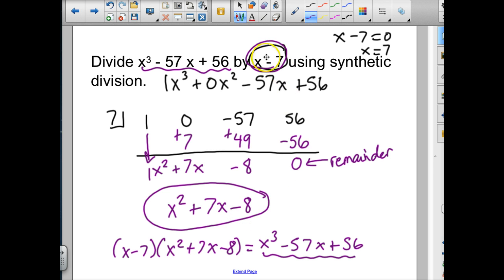Remember, we can only use synthetic division because this was a linear factor. It was x to the first. If this were any other power besides x to the first, we would have to use long division like we learned yesterday.